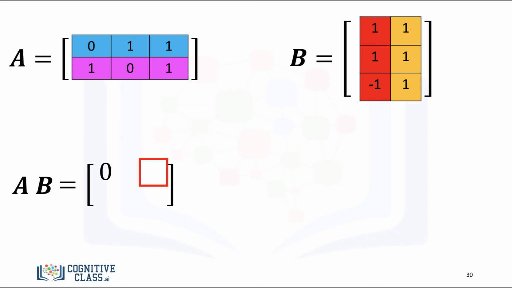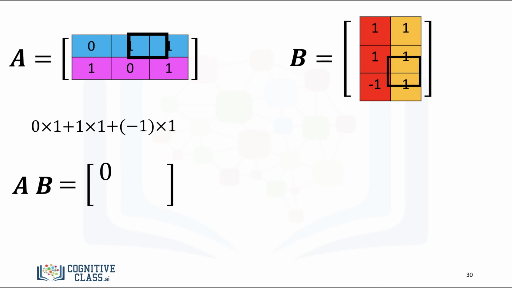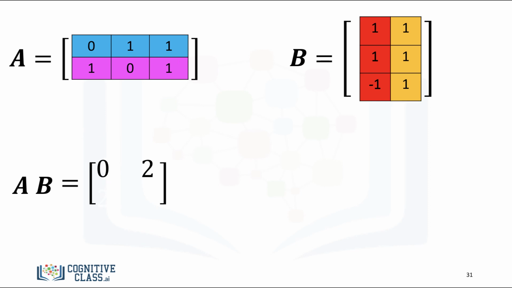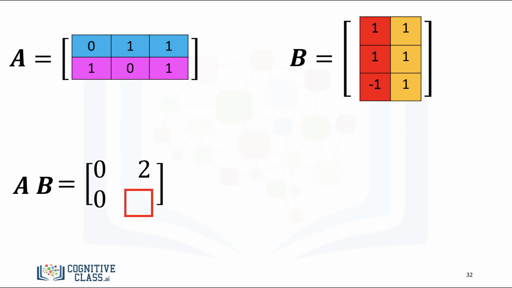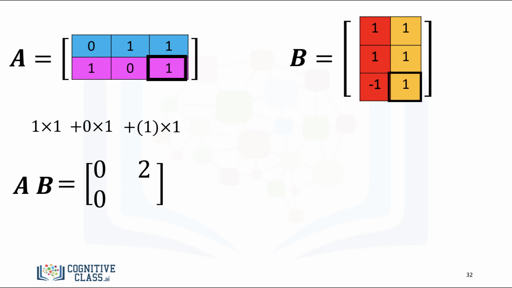For the first row, second column of the new matrix, we take the dot product of the first row of matrix A, but this time we use the second column of matrix B. In this case, the result is 2. For the second row and first column of the new matrix, we take the dot product of the second row of matrix A with the first column of matrix B. The result is 0. Finally, for the second row, second column of the new matrix, we take the dot product of the second row of matrix A with the second column of matrix B.